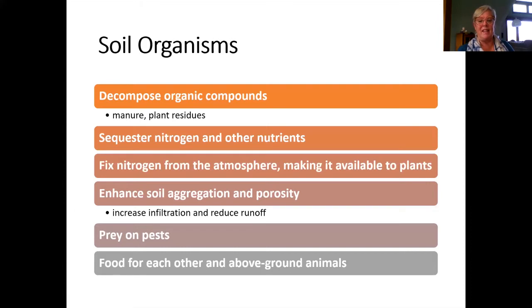They do help improve soil aggregation and porosity. As that organic matter gets incorporated into the soil, particles are held more apart. These soil organisms really help keep the pests like the damaging nematodes and fungi that are in the soil in balance. They may still be there, but at least they're not out of control. If they get out of control, you know it, and there's something really wrong with your soils. And they provide food for each other and aboveground animals.